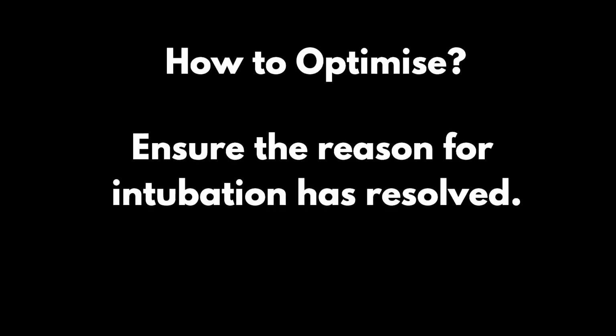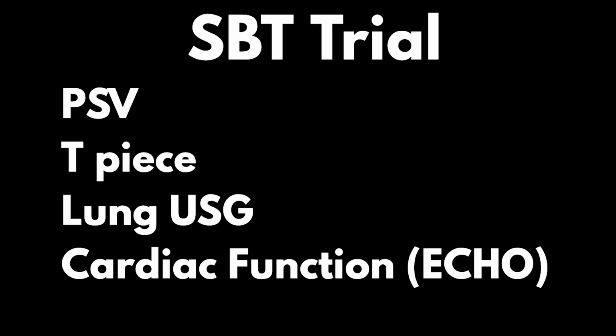Make sure the reason for intubation has resolved. Without this, proceeding with extubation trial is dangerous. Second thing that needs to be done is an SBT or spontaneous breathing trial. It should preferably be done with PSV or pressure support ventilation, though T-piece can be used in patients who are longer on ventilator support. During SBT, lung USG can be done to check for atelectasis. Similarly, cardiac function can also be evaluated during this period.